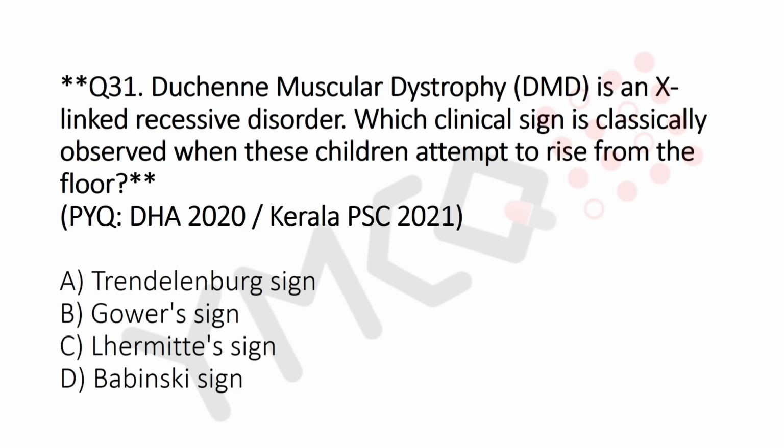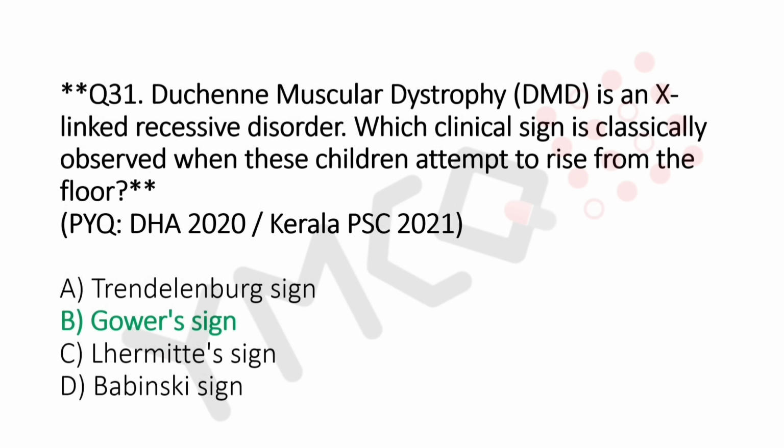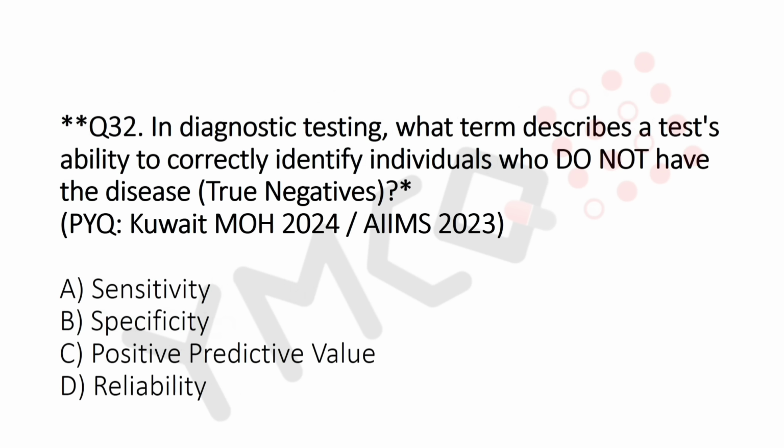And the answer is option B, Gowers' sign. Children with DMD have profound proximal muscle weakness, forcing them to walk their hands up their own legs to stand. This is called Gowers' sign. Okay.